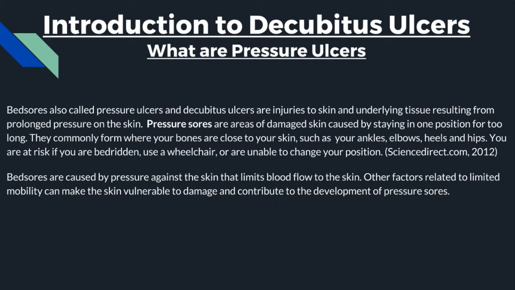Okay, so we're going to be discussing decubitus ulcers, and our introduction is what are pressure ulcers. Bed sores, also called pressure ulcers and decubitus ulcers, are injuries to skin and underlying tissue resulting from prolonged pressure on the skin. Pressure sores are areas of damaged skin caused by staying in one position for too long. They commonly form where bones are close to your skin, such as your ankles, elbows, heels, and hips. Anyone is at risk to develop a bed sore if they are bedridden, use a wheelchair, or are unable to change their position.